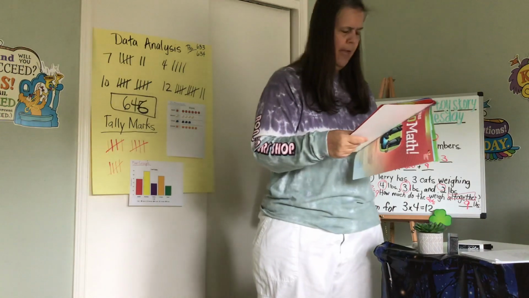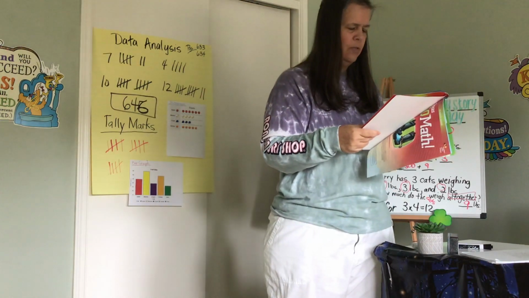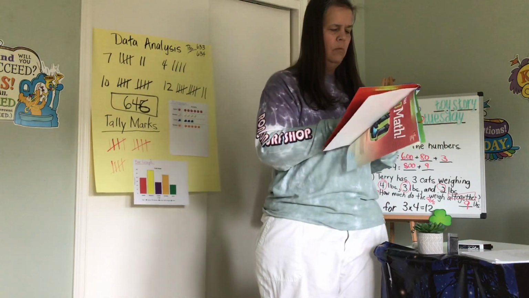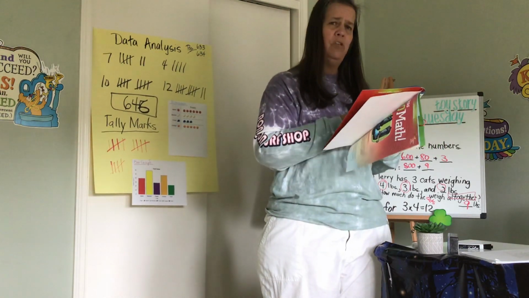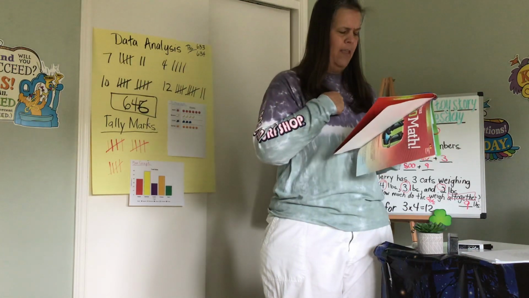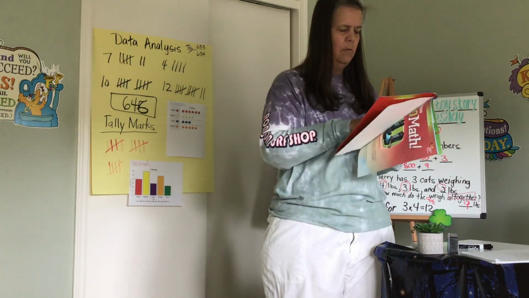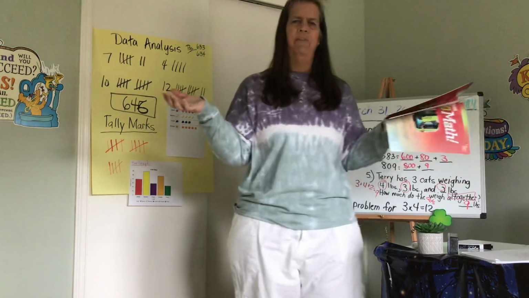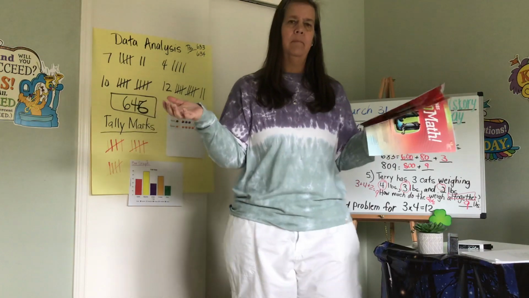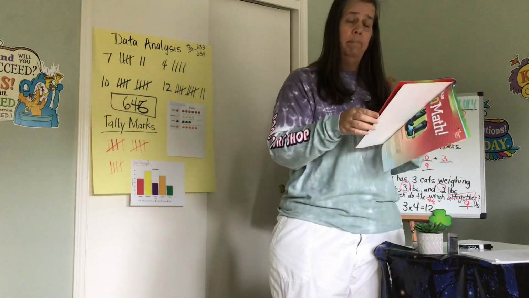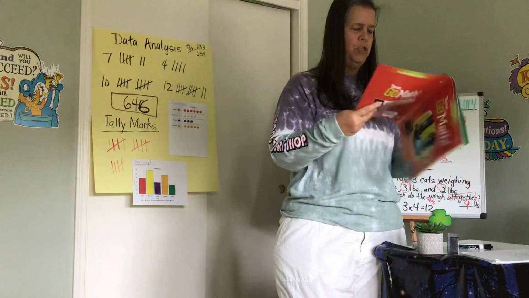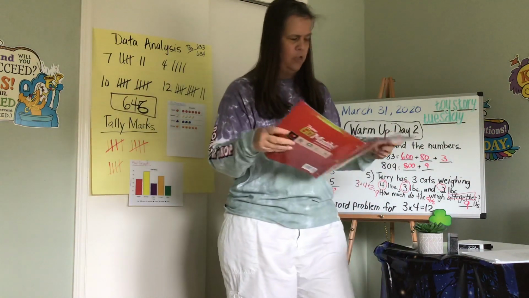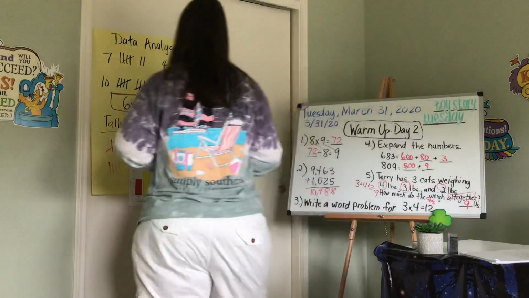Number 2, how many more children chose pretzels than apples? So first we had to count pretzels. How many did you get? I got 8. And then apples, 6. Do I add or subtract to find how many more? Yes, subtract. So 8 minus 6 equals 2 more children. All right, we're moving right along. Let's go on to the next page, 647.